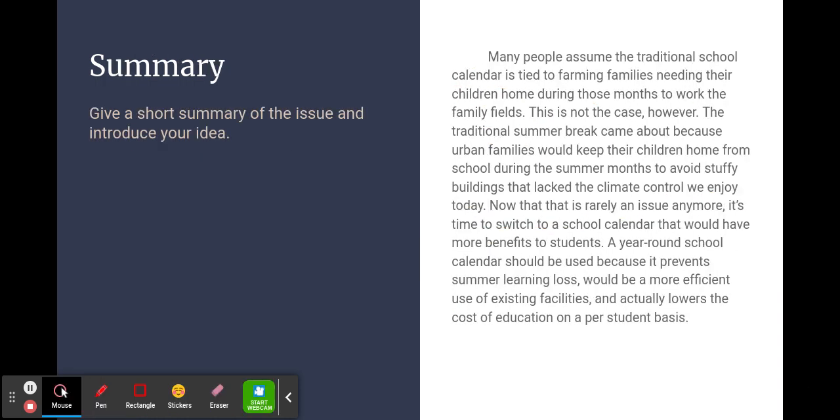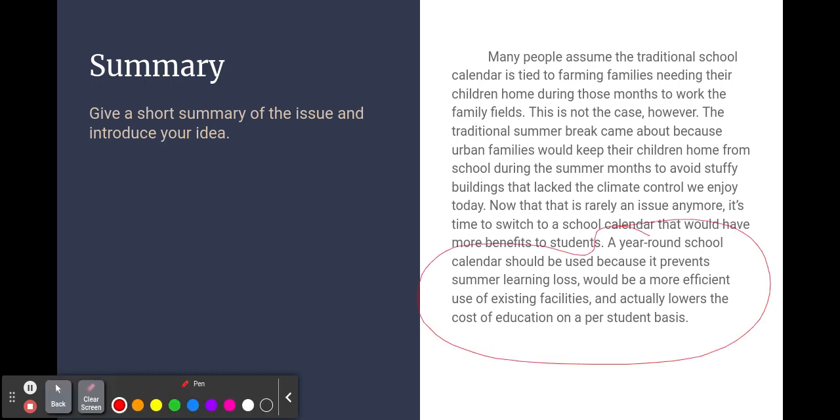You could also do a summary. In that case, you're just going to give a short summary of the issue and introduce your idea. So in this example, we basically just give a real quick summary of why the traditional school calendar is what it is, how it came to be. And then again, with our thesis, we're going to argue that it's time to move on from that. But we've given a summary so our reader has some context to know how we got to this point and then why we're going to argue differently.